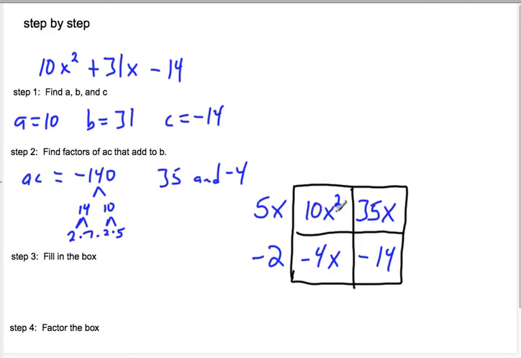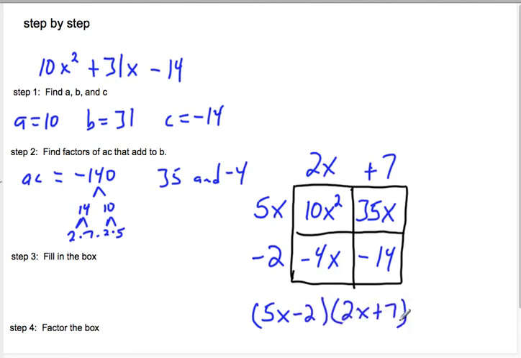So 10x squared and 4x have a 2 and an x in common. And then these two have a 7. Again, we're going to keep it positive. Have a 7, and that's it. Alright, so we've filled in the box, we've factored the box, so we think our answer is 5x minus 2, and then 2x plus 7.